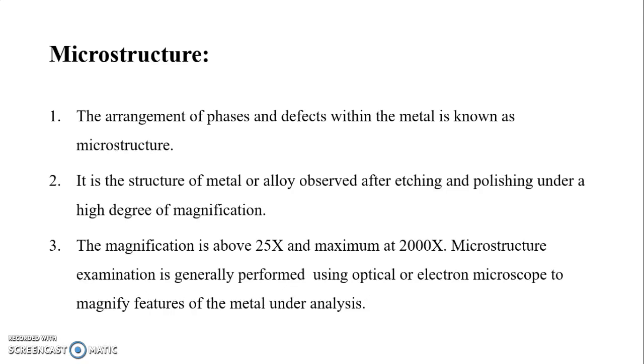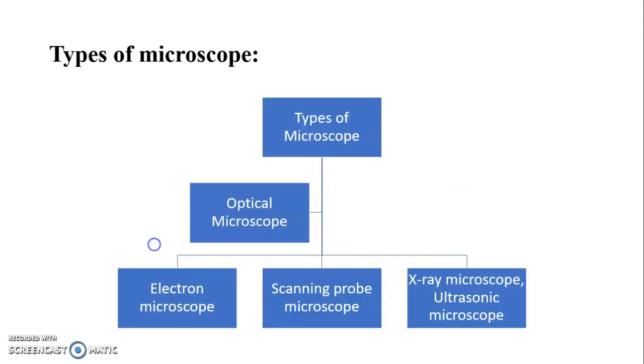It is the structure of metal or alloy observed after etching and polishing under a high degree of magnification. So the magnification is above 25x and maximum at 2000x. So the microstructure examination is generally performed using an optical or electron microscope to magnify features of the metal under analysis. In simple words, microstructure is what we see under a metallurgical microscope on the nanoscale. So microstructure determines the physical and chemical properties of the metal.